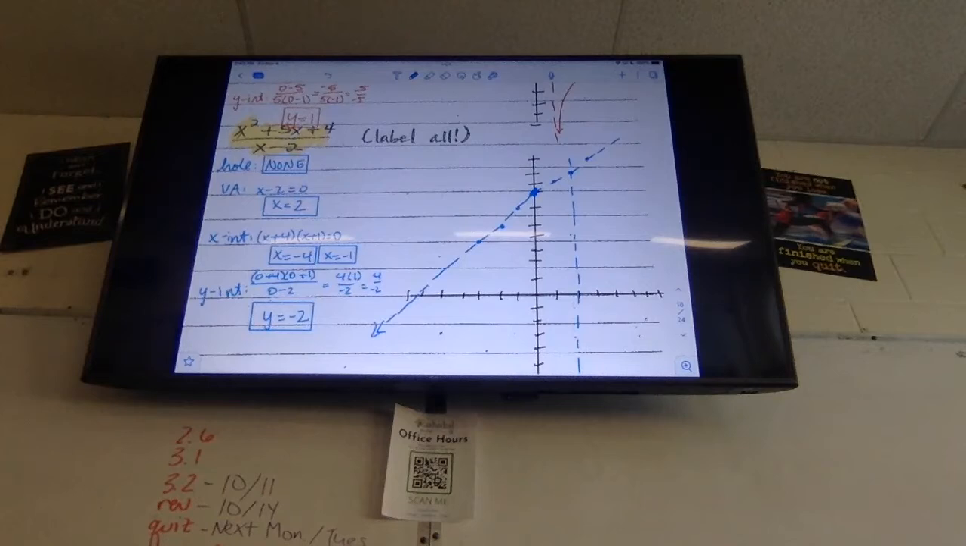Or do you do the same thing on this one? You do the other way? Okay, now let's graph our intercepts. We have -4 and -1, and then y equals -2.